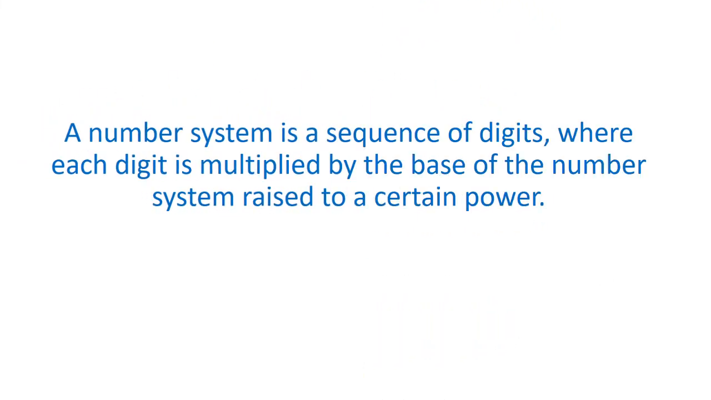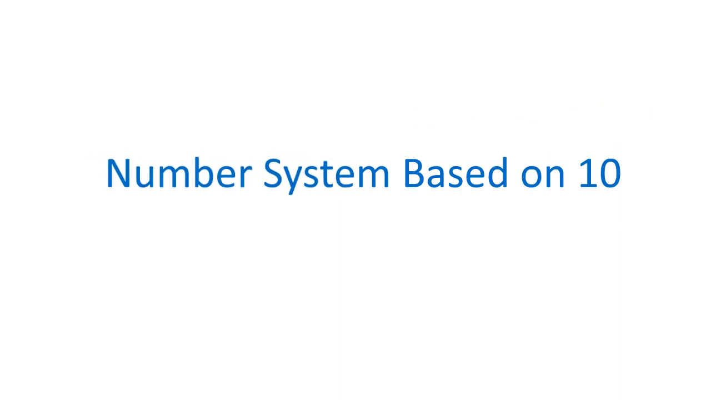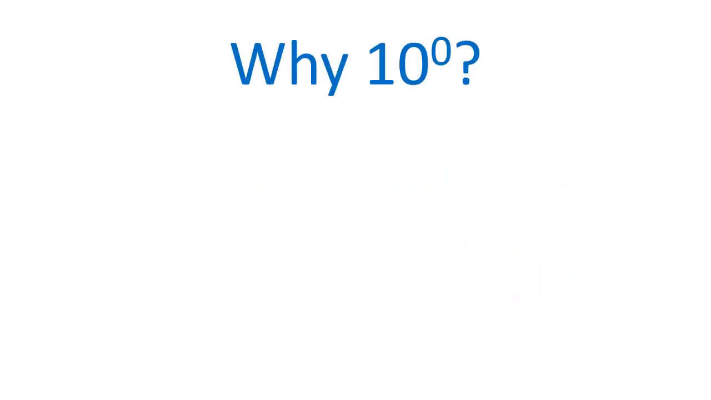We can conclude then that a number system is a sequence of digits where each digit is multiplied by the base of the number system raised to a certain power. So when we speculated earlier that the decimal number system is a number system based on 10, it turns out we were exactly right. Although we can state it more succinctly by saying the decimal system is a base 10 number system. There's one final question we may have at this point, and that question is, why is the first digit 10 to the 0th power?